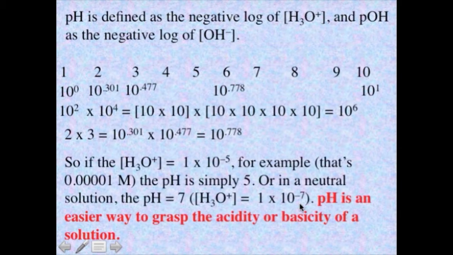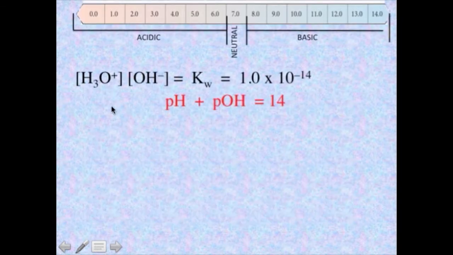So if the hydrogen ion concentration is 1 times 10 to the minus 5, for example, that's 0.00001 molar. The pH is simply 5. Or in a neutral solution, the pH equals 7, where the hydronium and hydroxide ion concentrations equal 1 times 10 to the minus 7. It's just that pH is an easier way to grasp the acidity or basicity of a solution. Here's your pH scale ranging from 0 to 14.